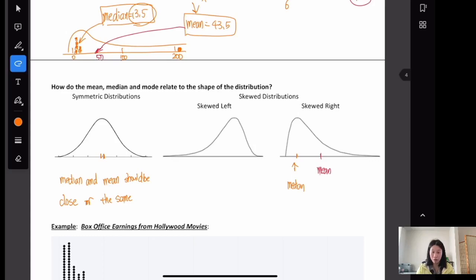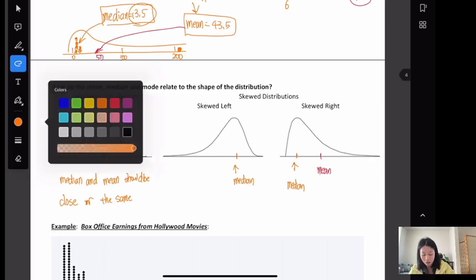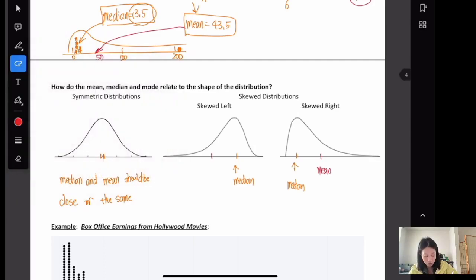Okay, so similarly for skewed left, the tail is dragging the mean to the left side. So the median is going to be where most of the data is at, where most of the data occurrence is, but our mean is going to be jagged to the left by the tail or by the outliers.